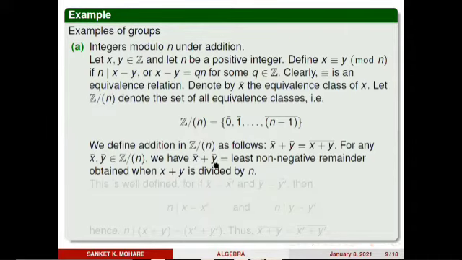Now what actually is this sum? Remember that conjugate 0, conjugate 1, these are not numbers. These are equivalence classes. So the conjugate of x plus the conjugate of y, the sum, equals what? This sum equals the least non-negative remainder obtained when x plus y is divided by n. So if we add x and y and divide the sum x plus y by n, then whatever the least remainder is, that is the sum of x bar plus y bar.